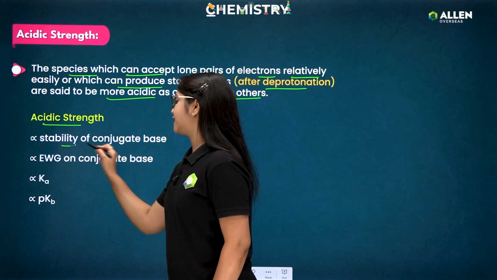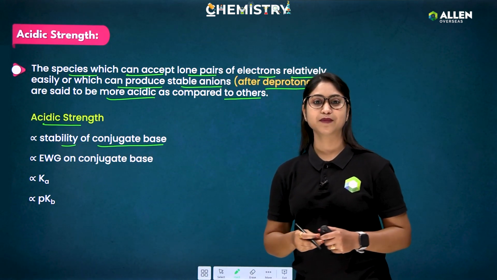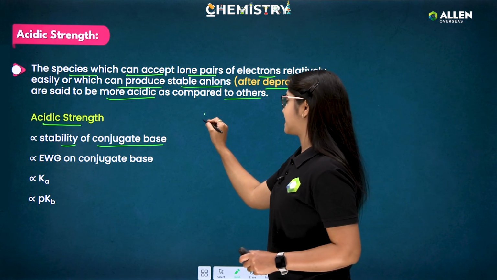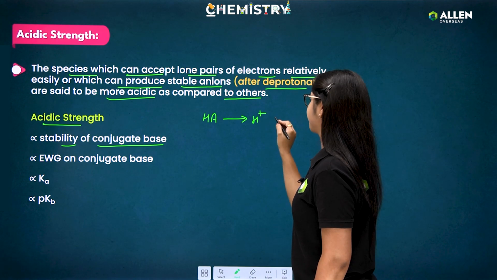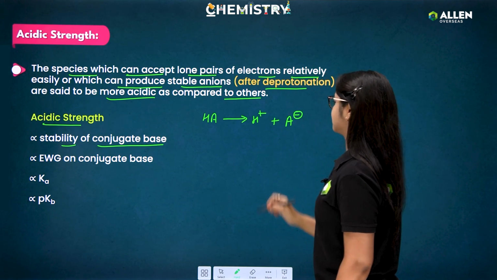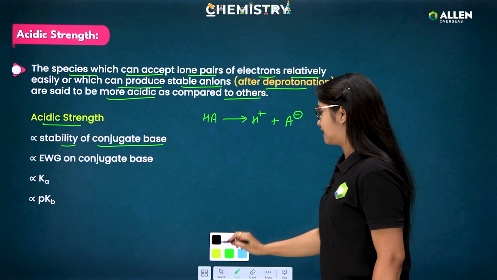First of all, stability of conjugate base. Conjugate base means, suppose I have this HA acid. When this HA acid donates H plus ion, this anion will be formed, and this is the acid.